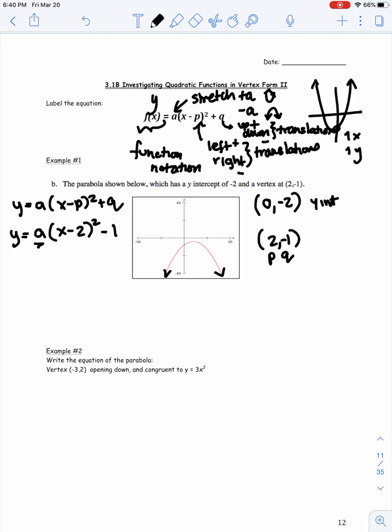Now, our goal is to solve for the stretch. We can't tell what a is just by looking at the parabola, so we actually need to solve for it. That's where the other point comes in. This is an x and y, another point other than your vertex. We can fill it into our equation, so y is -2 and x is 0. What we're going to do is isolate for a. Move everything over to the left side until a is by itself. We're going to start by adding 1 to both sides.